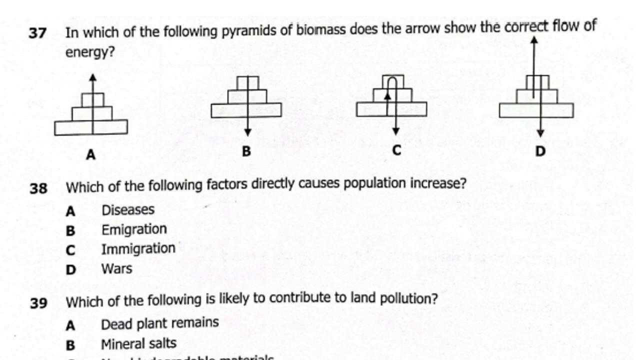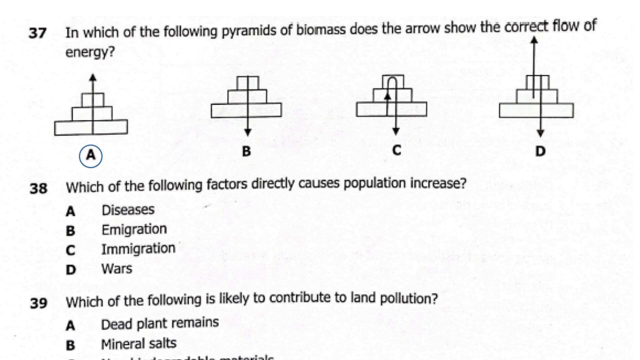Question 37. In which of the following pyramids of biomass does the arrow show the correct flow of energy? A. From the bottom going up. B. From the top going down. C. From the bottom going up and back down again. D. Going up and down at the same time. The correct answer here is A. Energy will move from the producers to the primary consumers, to secondary consumers and the tertiary consumers.